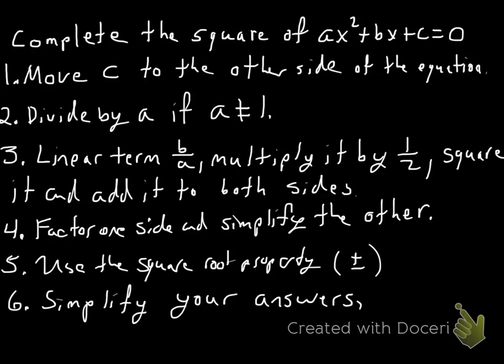Then you're going to use the square root property to undo the perfect square trinomial. The square and the square root are going to undo each other. And then finally you're going to simplify your answer. So that means to reduce, or maybe you have a negative under a square root, so you're going to pull that out as an i. Maybe you can reduce the fraction or something like that.